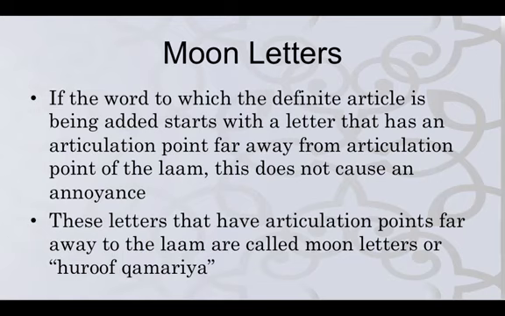Okay? That's the distinction. That distinction is going to be on your self-test. Those letters whose articulation points are close to the letter lam are called sun letters. Those whose articulation points are far away from the lam are called moon letters. That's going to be on your self-test.